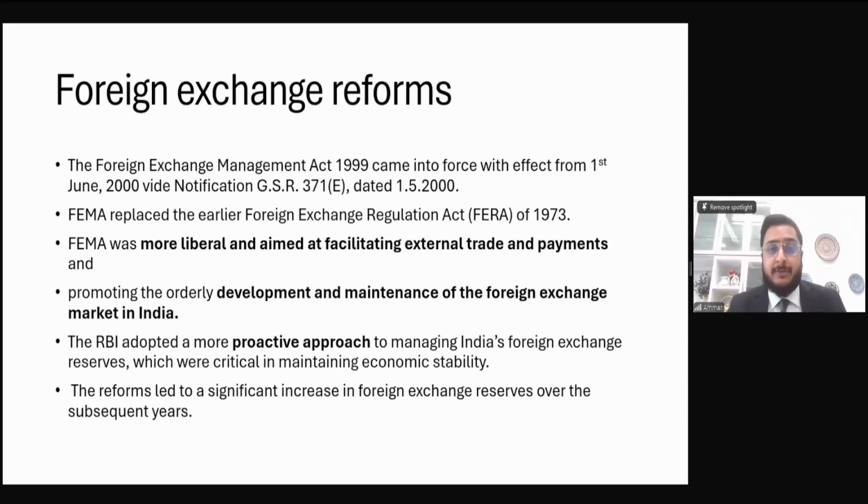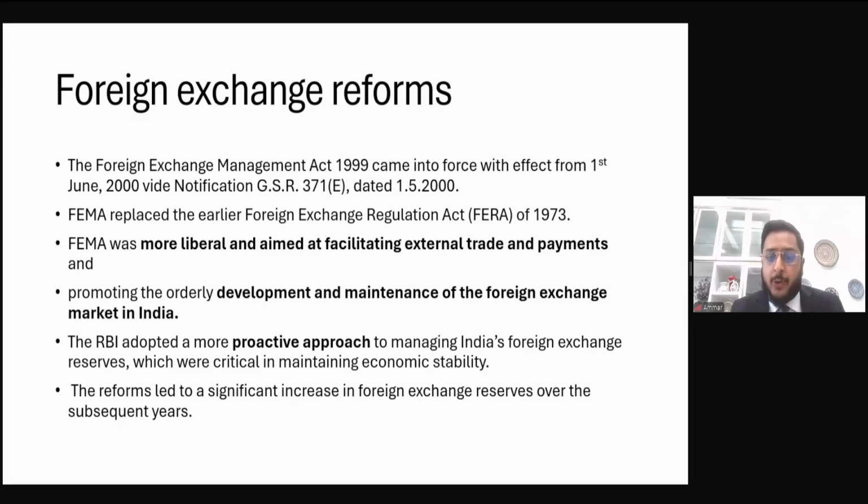Now, the most important reform which we should be discussing is the foreign exchange reforms. A very important part was played by the introduction of FEMA. The Foreign Exchange Management Act 1999 came into force with effect from 1st June 2000 by the notification GSR 371E dated 1/5/2000. This FEMA replaced FERA of 1973. FEMA was more liberal and aimed at facilitating external trade and payments, which you can see in the current market. And it promoted orderly development and maintenance of the foreign exchange market in India.